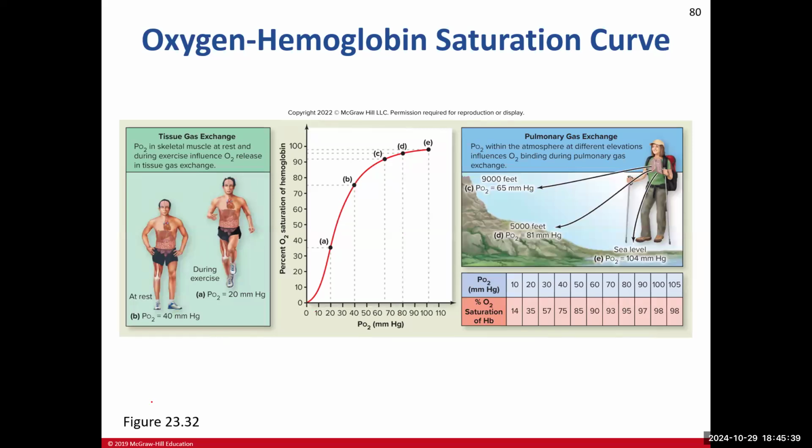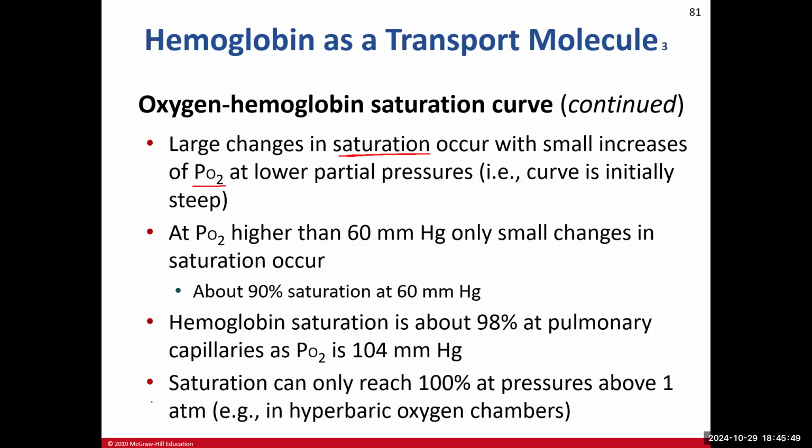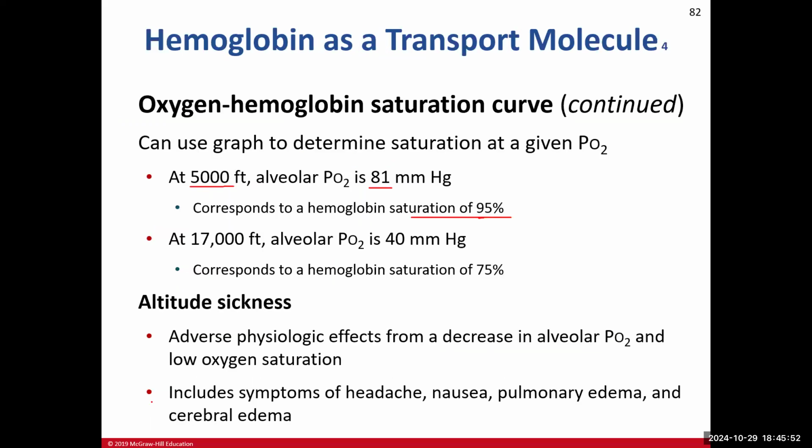You'll notice how we're close to 95, 98%, and that's at just a partial pressure of 80. Now, if you go up in elevation to, I think the example is 17,000 feet, your partial pressure is 40 millimeters, but still 3/4 or 75% of your hemoglobin can still be saturated. That's pretty good. That means roughly 2 to 3 molecules of oxygen can be attached to hemoglobin at any one time there.